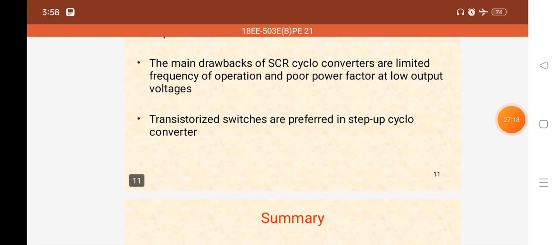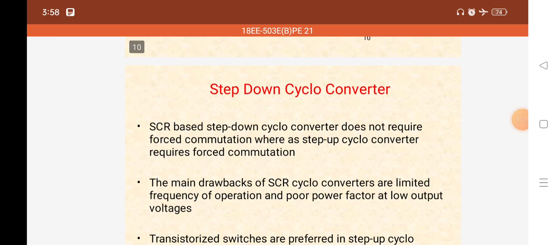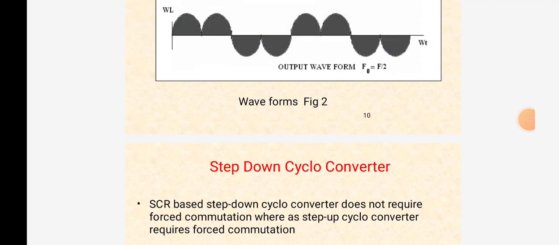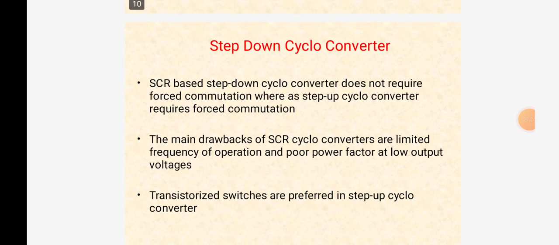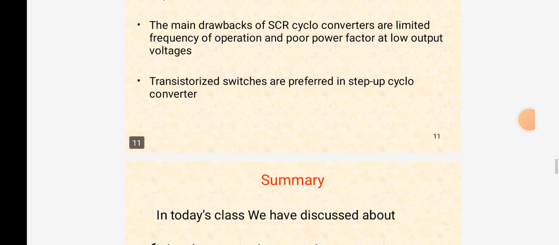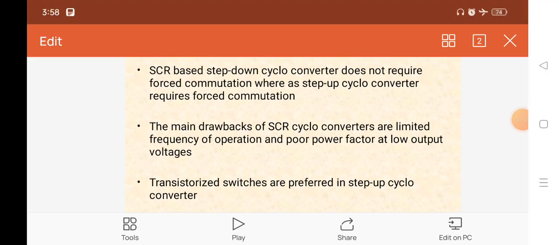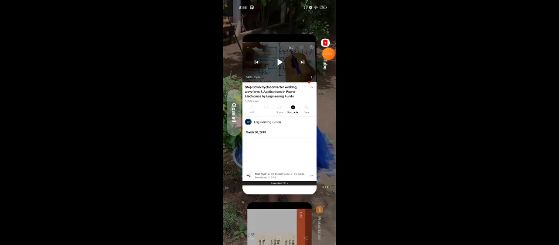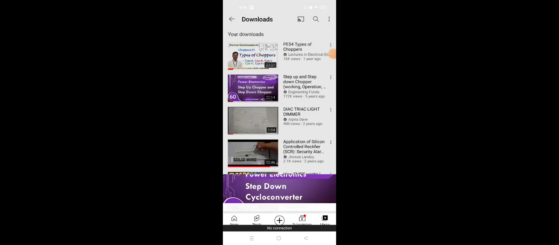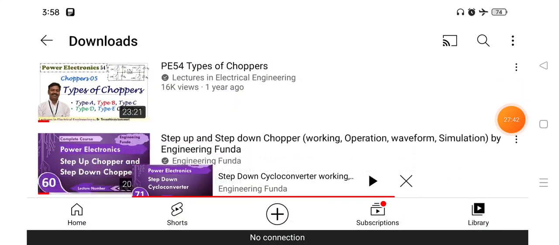Now we have watched the step down cycloconverter. So that was the video for step down cycloconverters, and now we can watch the next video for the step up cycloconverter.